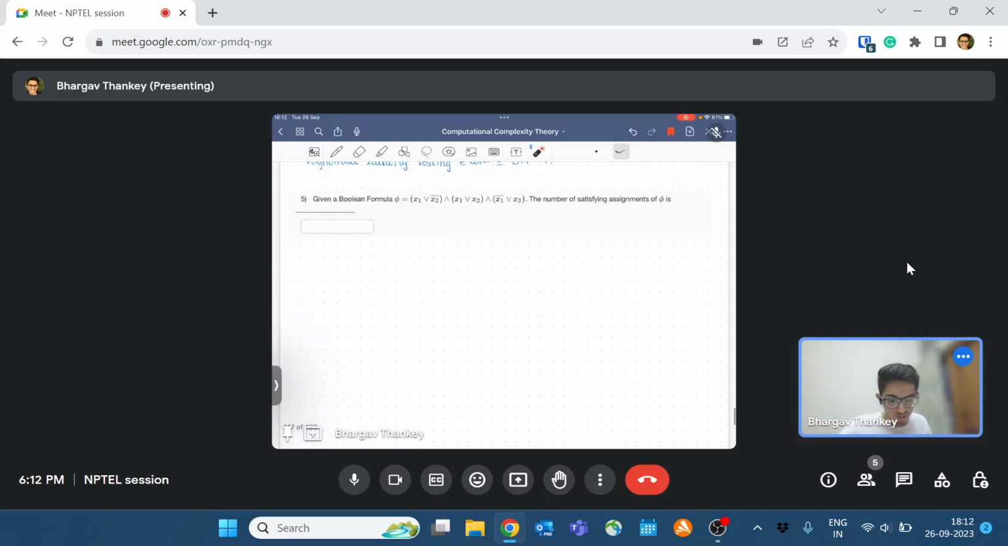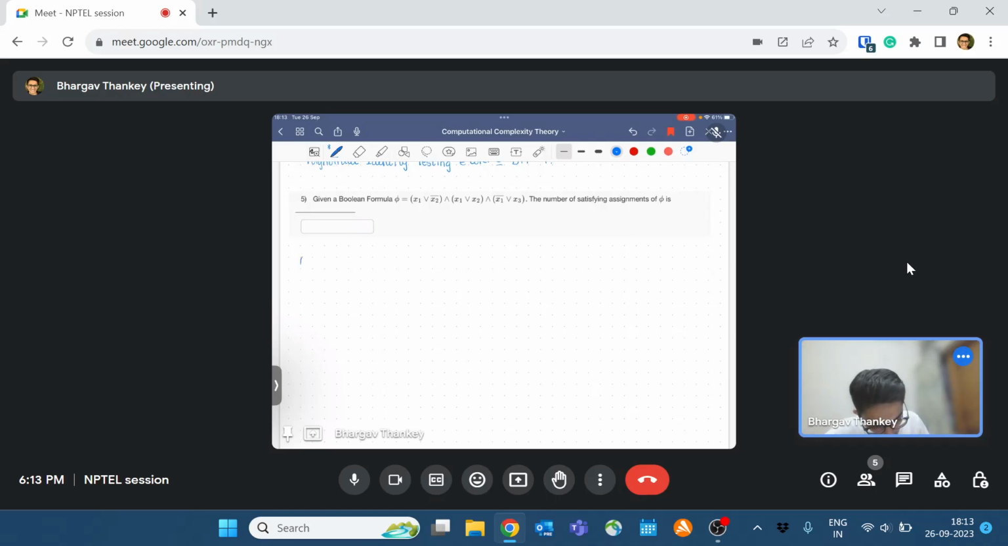Given a Boolean formula phi equals (x1 or not x2) and (x1 or x2) and (x1 complement or x3), the number of satisfying assignments of phi is what? I won't ask you what this is because it needs to be worked out. One way to do it is to try all the eight possible assignments and see which satisfy the formula. Another way is to try to simplify the formula.